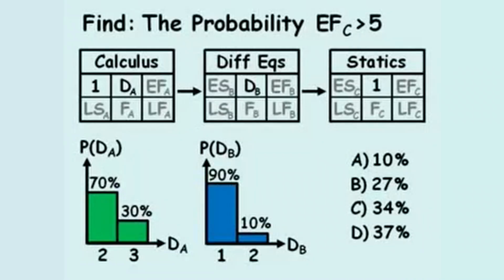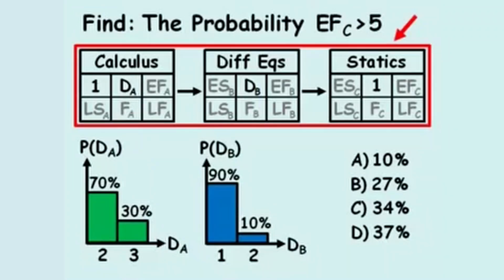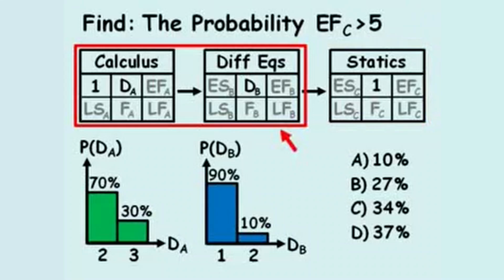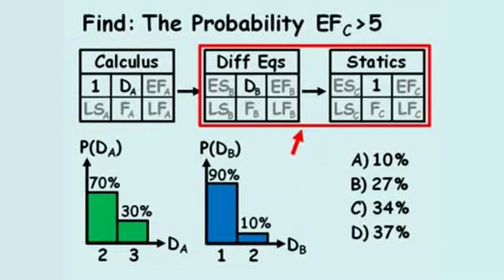Find the probability the early finish of activity C is greater than 5. In this problem, we are provided a network diagram consisting of 3 separate activities. Calculus must be completed before differential equations can begin, and differential equations must be completed before statics can begin.